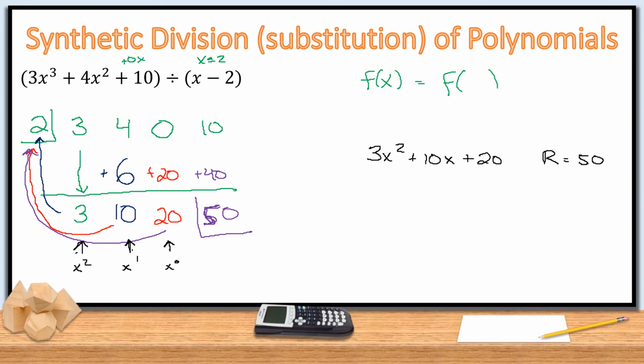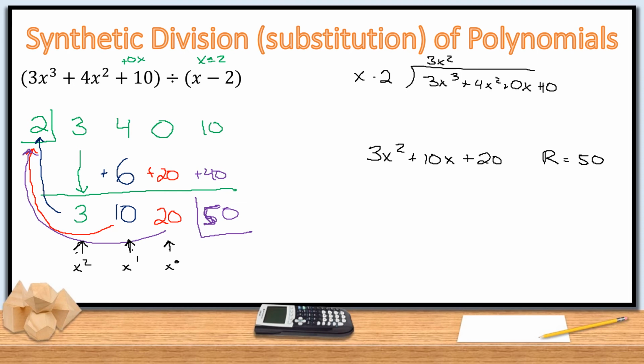Now, if you don't believe me, go check it using long division and try it out. You will actually get the same thing. So if you thought about how we set that up with long division, it would have been x minus 2 divided into 3x cubed plus 4x squared plus 0x plus 10. The first value would have been 3x squared, and then you would have subtracted it down.